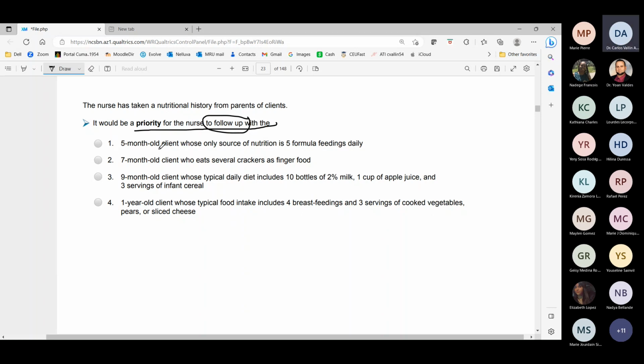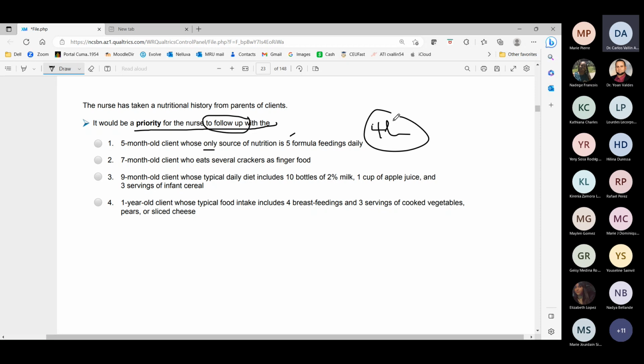5 months, less than half a year. A 5 month client whose only source of nutrition is formula, 5 feedings per day. 5 feedings is every 4 hours while awake. Okay, every 4 hours. An infant is the word. An infant can be fed only with milk until 6 months.